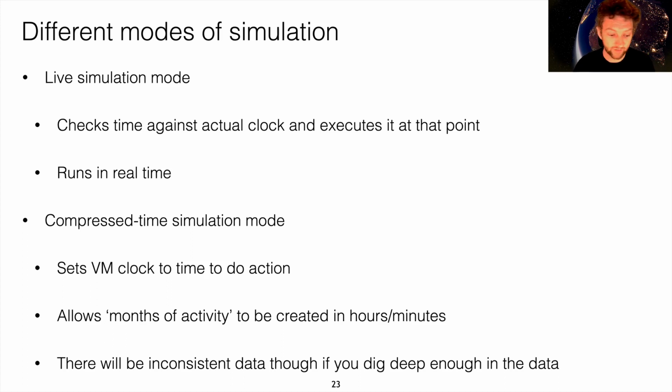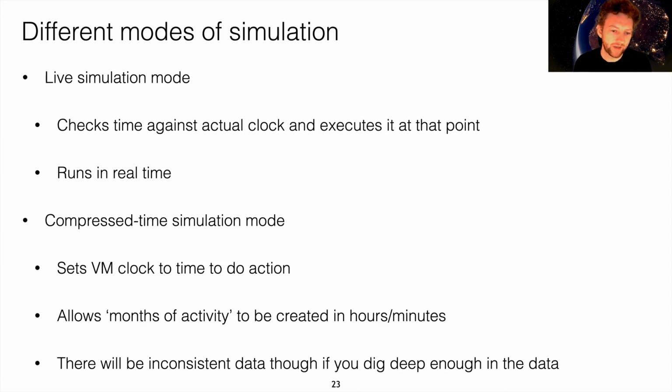Stuff downloaded from the internet is going to have the right times, any interacting with external systems, all the timestamps and everything's going to be correct. So this is kind of gold standard stuff. But we also found a use in terms of running compressed time simulations. This is where you basically say, we want this to happen at this time, and actually you can set the BIOS of the virtual machine to be a certain time, run some action, move the clock, and so on.